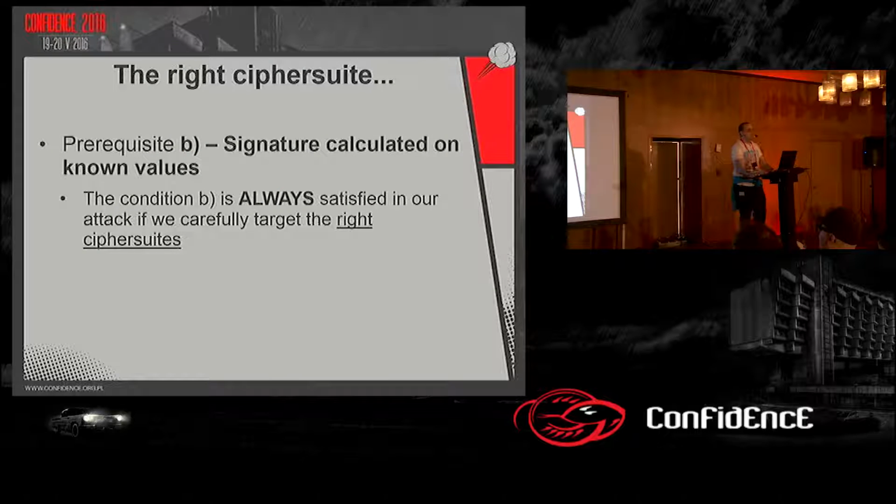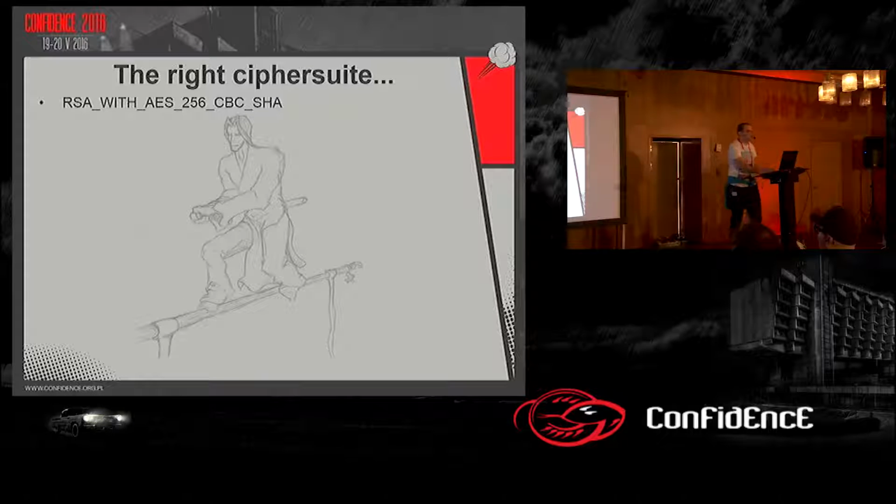So when I mentioned the prerequisite B, I talked about the fact that for this attack to work, it basically needs a signature, and this signature must be calculated on values that the attacker knows. And of course, we need to negotiate the right ciphersuite for having back, as an attacker, a signature which has the characteristics that we want to exploit. So for example, if we choose as ciphersuite RSA with AES 256 CBC SHA.